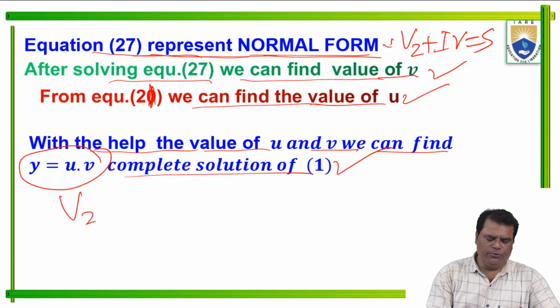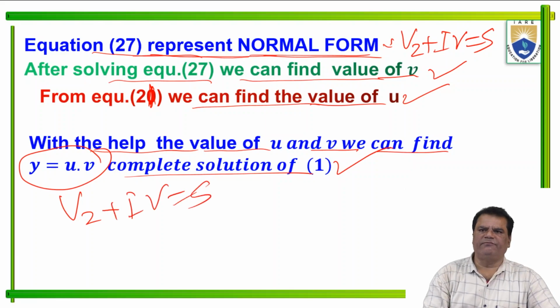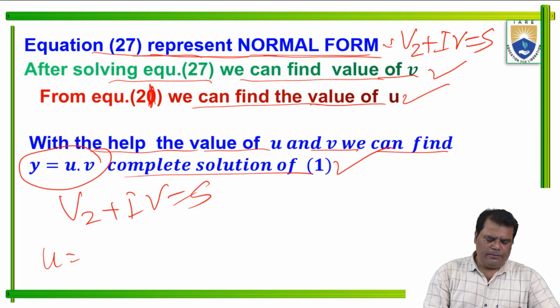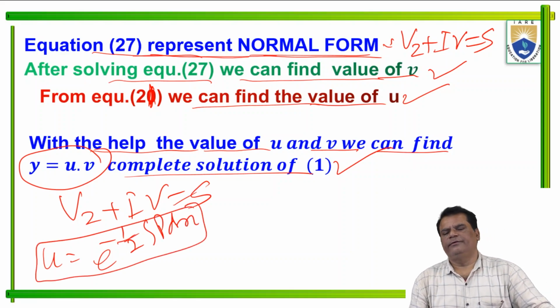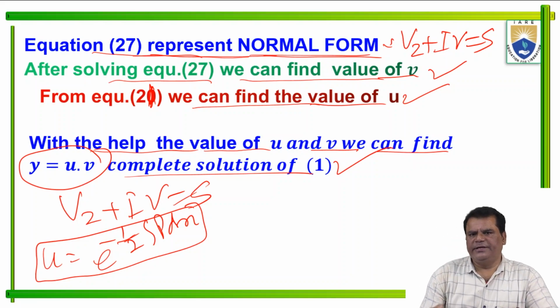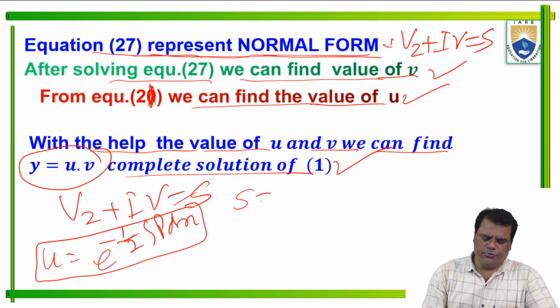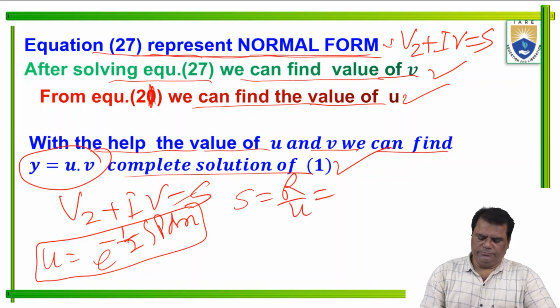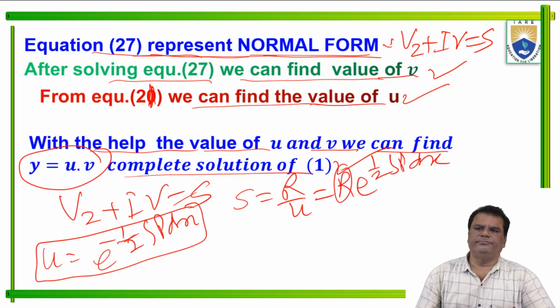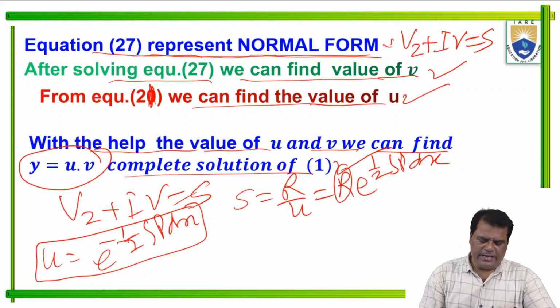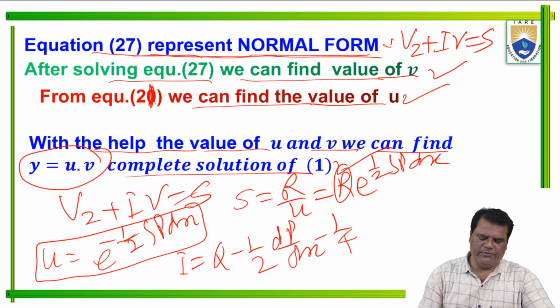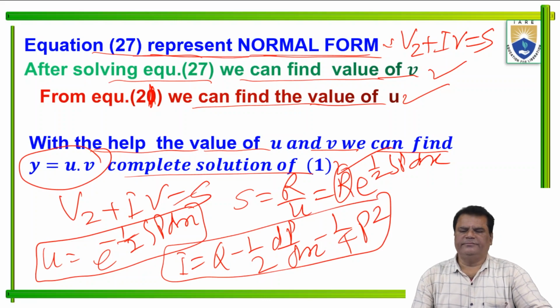This is the normal form: d2v plus Iv is equal to S. U equal to e to the power minus half integral p dx. This is the formula for U. P is known here. Putting the value of P in this formula, we can find U. Next, S equal to R by U, that is R into e to the power half integral p dx. Here R is known, P known. Then we can find S. And I equal to Q minus half dp over dx and minus 1 by 4 p square. This is the value of I.